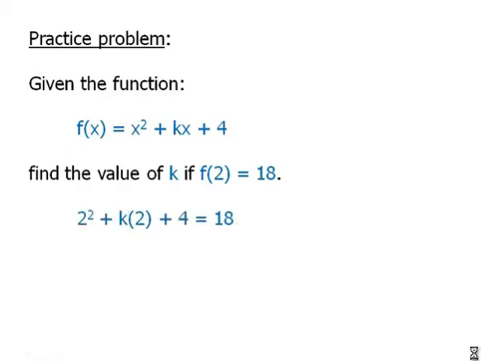Okay. So when we plug 2 into that expression, we know that that expression equals 18. So we plug it in, we simplify a bit, we get the 2 squared plus 4, that's 8. Subtract 8 from both sides, so 2k equals 10. Divide by 2, we get k equals 5. So all we did really was plug in the value of 2 and set it equal to 18, and then solve for k.